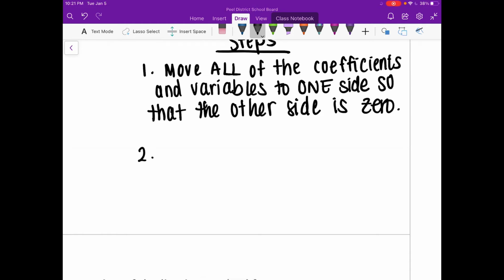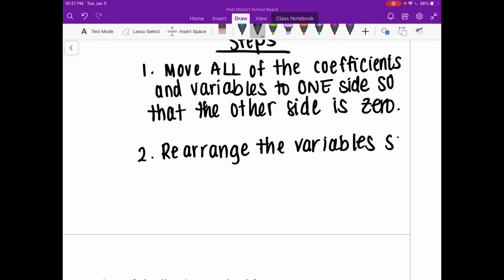Step 2, right? Rearrange the equation, the variables, so that it's ax plus by plus c, so just put the x, y, and then the constant, is equal to 0, right?